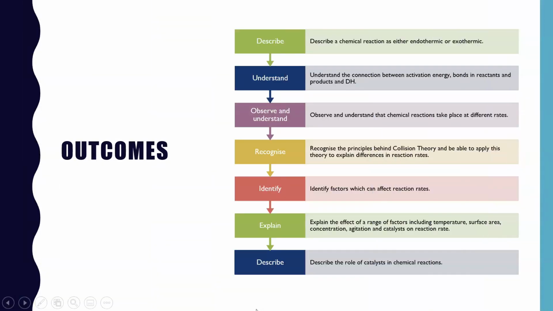So the outcomes for this unit are listed here. You'll also find them in your booklet. In this video we are going to be looking at the first two outcomes. So describe a chemical reaction as either endothermic or exothermic, and understand the connection between activation energy, bonds in reactions, products, and delta H.